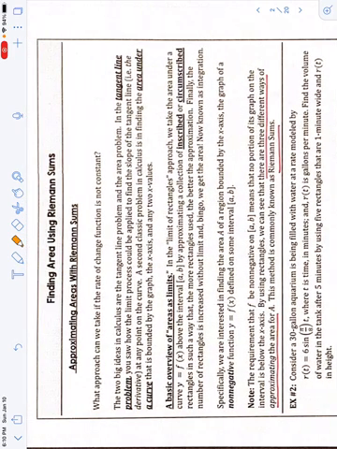All right. So we're going to use this concept and just take it a step farther. What approach can we take if the rate of change function is not constant? So in the tropical storm problem, those were very nice rectangles, and I can find the area very easily. But what if it's not a rectangle? What if it's defined by some curved function?